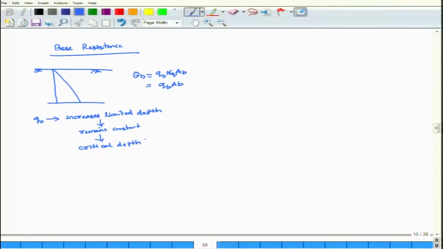So, the bearing capacity factor at base, particularly NQ, depends upon your value of phi. For this there are many theories that have been given. First one is Terzaghi, second one is Meyerhof, third one is Brinch-Hansen, fourth one is Skempton.